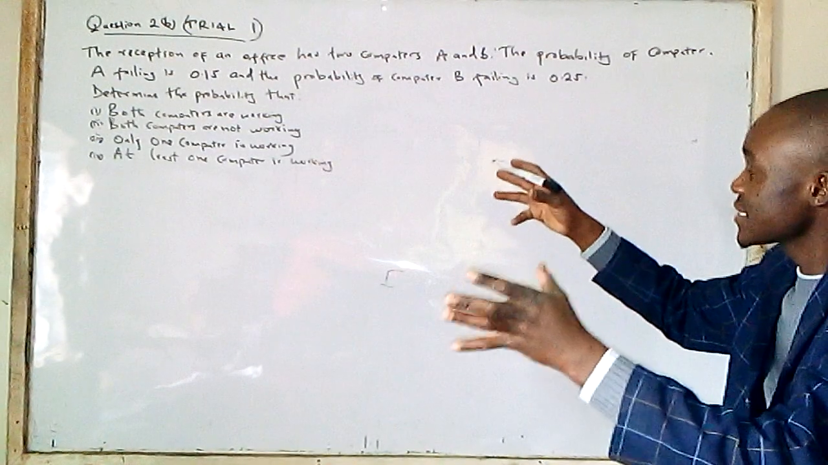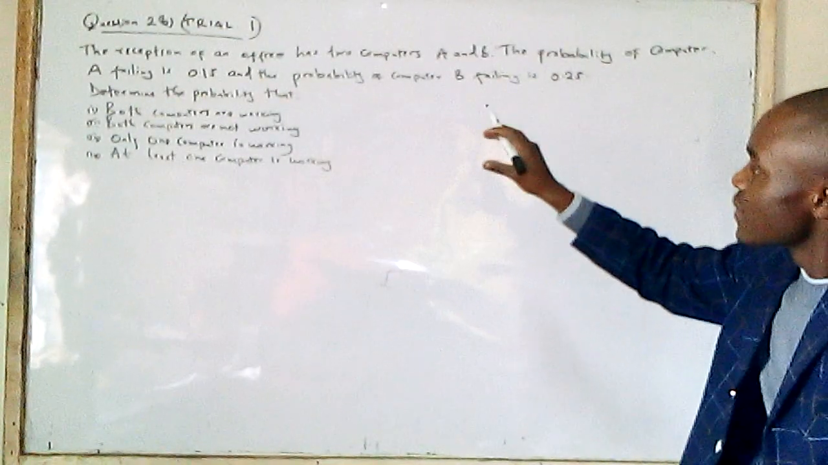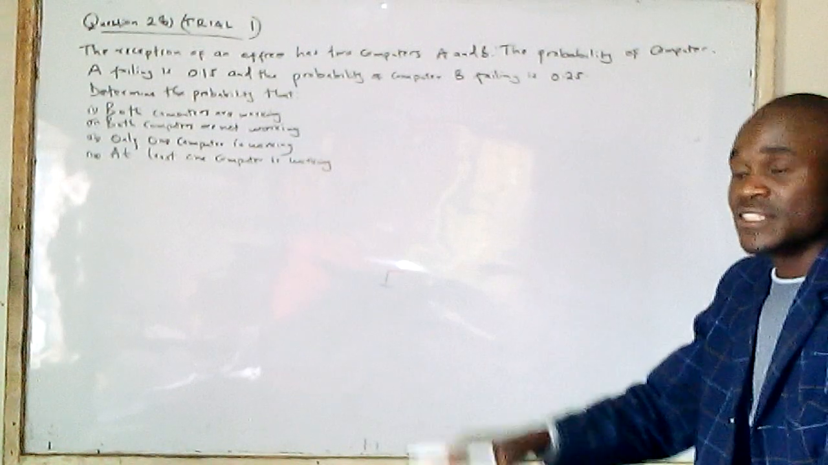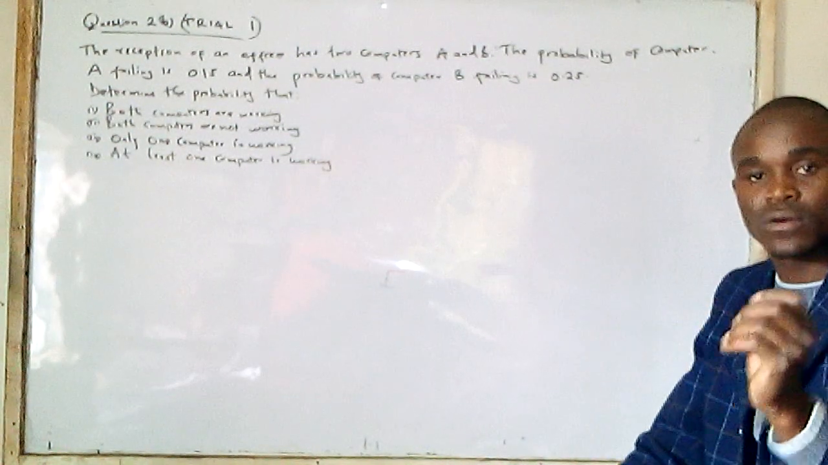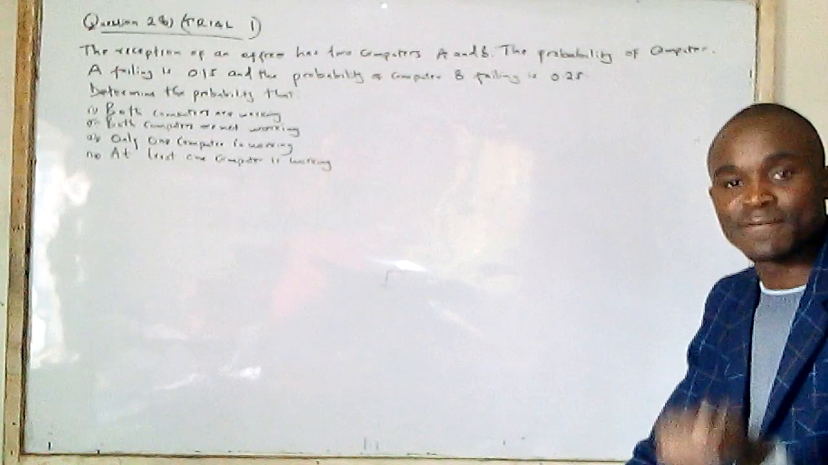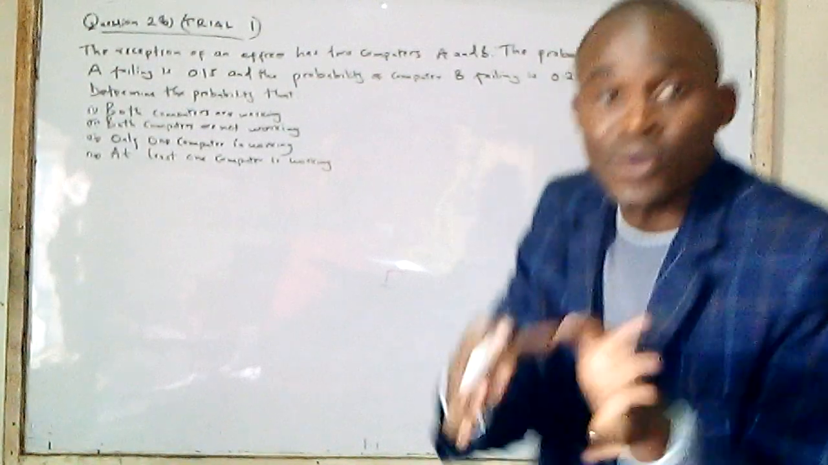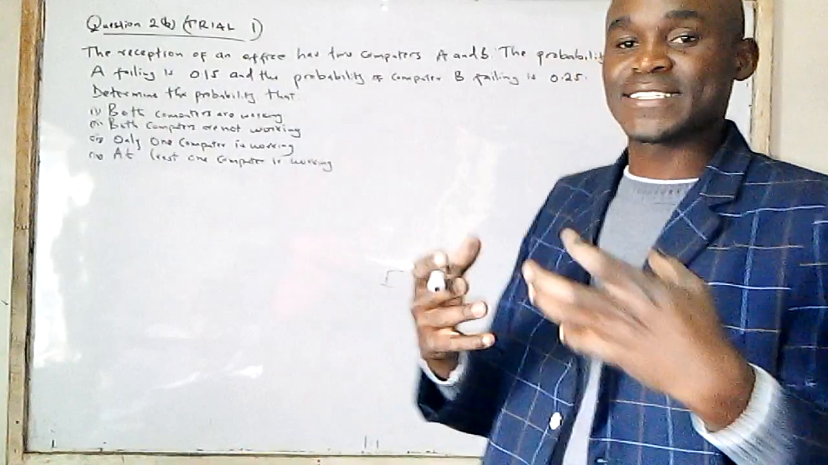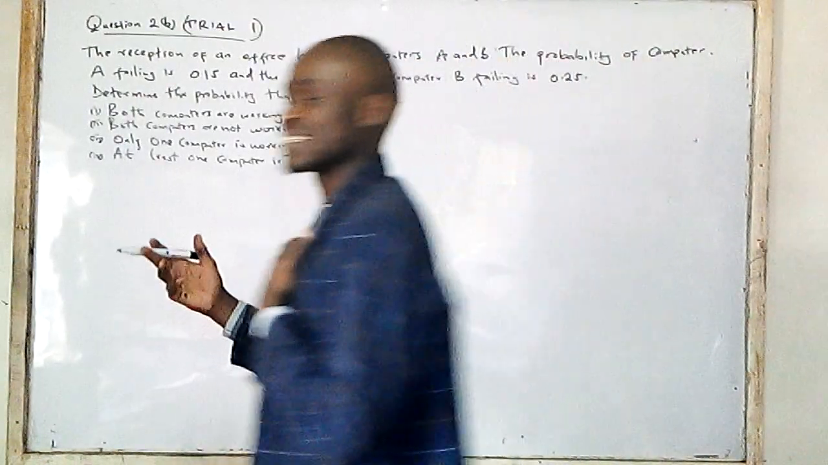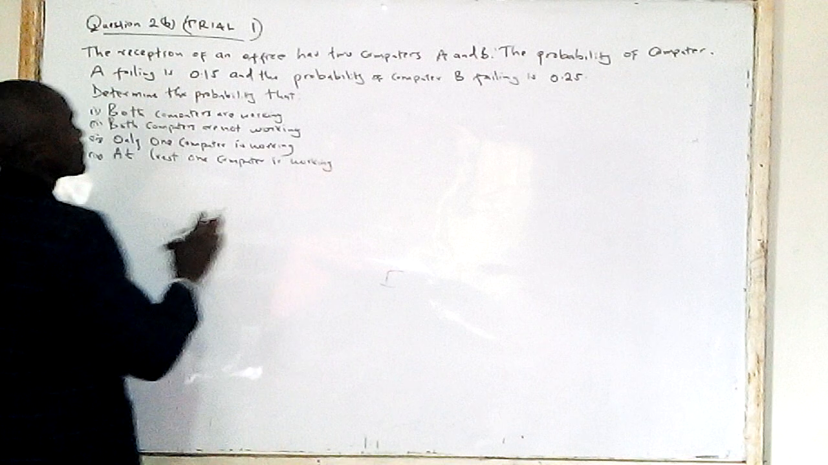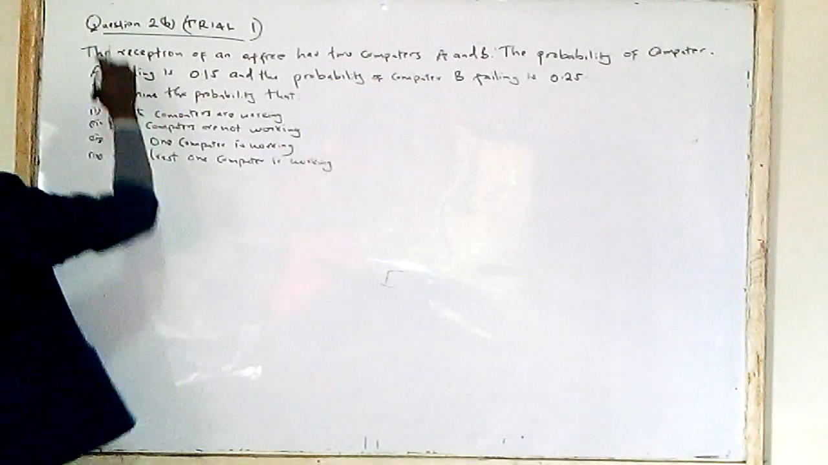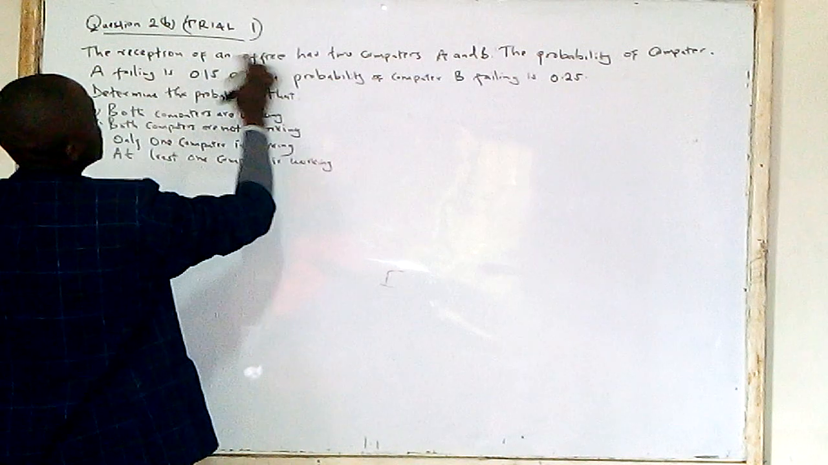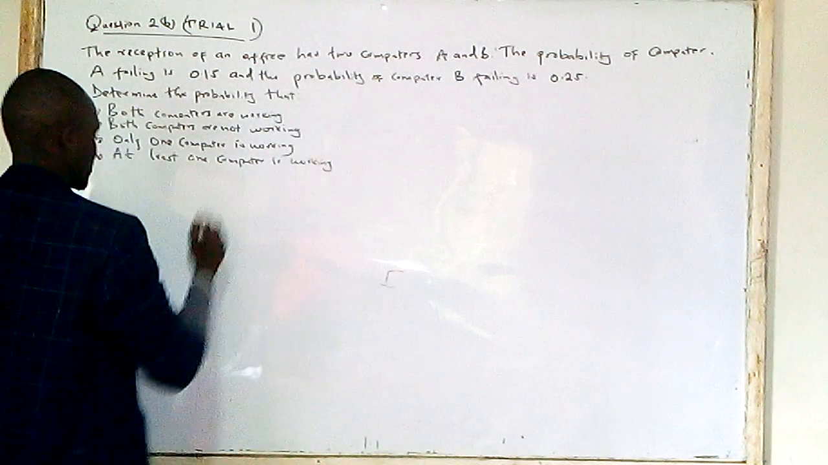So before you start calculating this given problem, before you start solving it, you need to draw what we call a tree diagram for this information. So welcome to this tutorial, and let us start by drawing the tree diagram. A reception of an office has two computers, computer A and B.